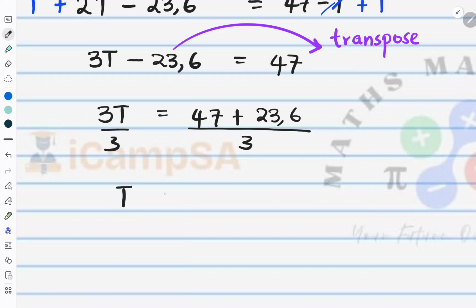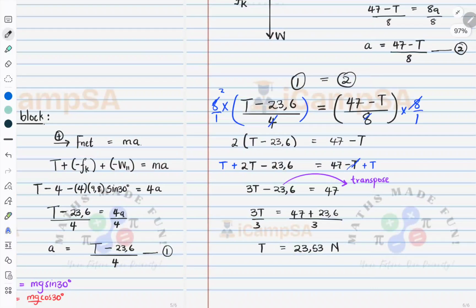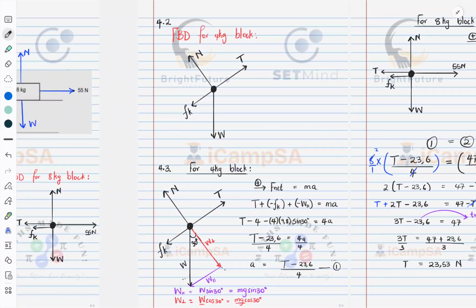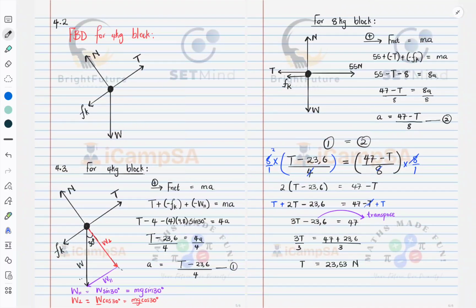Then my t is equal to, I get 23.53 newtons. Remember, without the units, your answer is incomplete. So this is how you tackle this problem, okay? So basically, that's what happens for this thing.